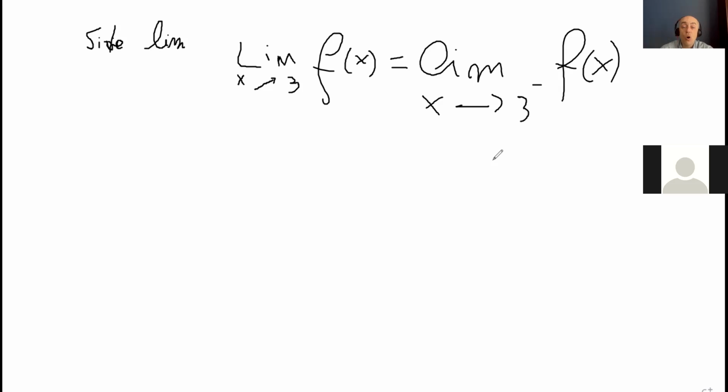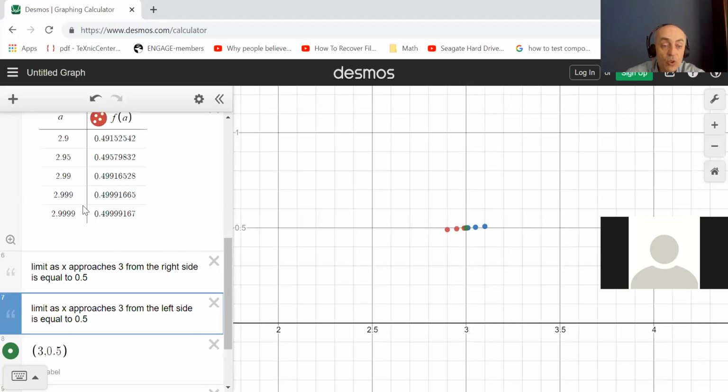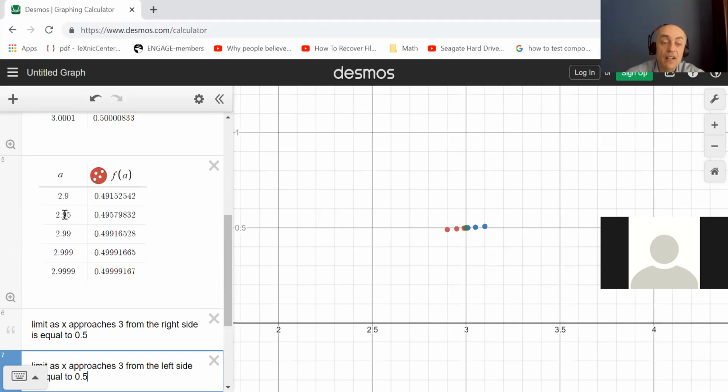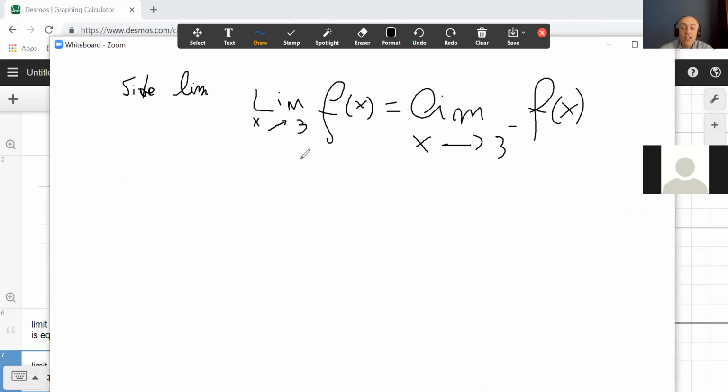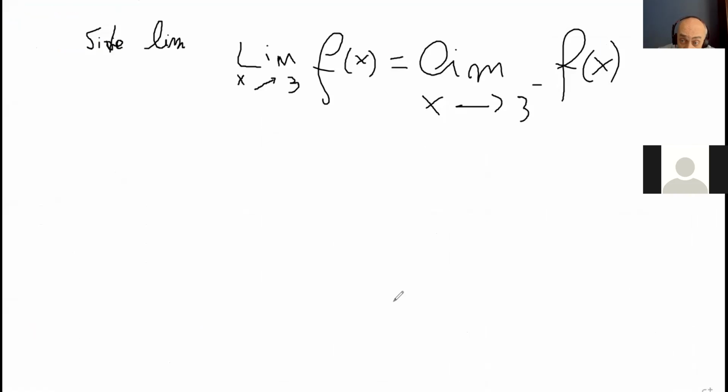This corresponds in our table, and I'm going to go back to our table quickly for a second, to the second table here, where we gave values to x like 2.9, 2.95, 2.99, 2.999. You can see that all these numbers are increasing towards 3, but strictly less than 3. And we concluded that the corresponding value of the limit is this number 0.5. So that is the situation. I'm going to go back to the whiteboard, and that is the left limit.